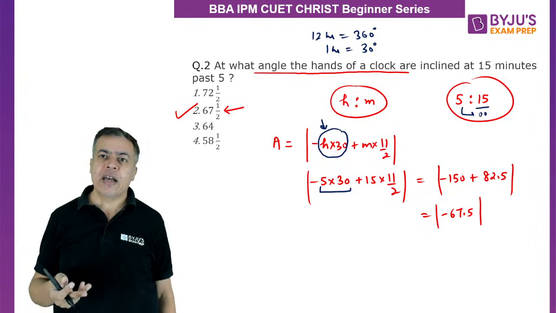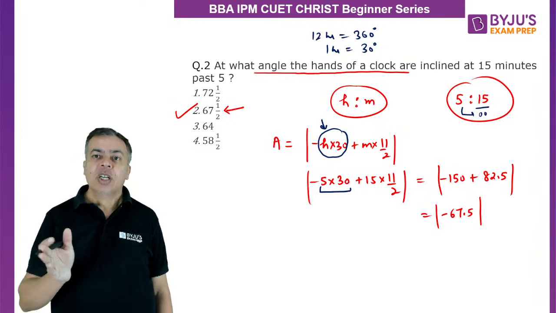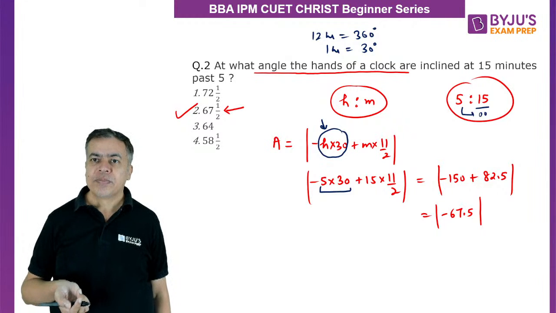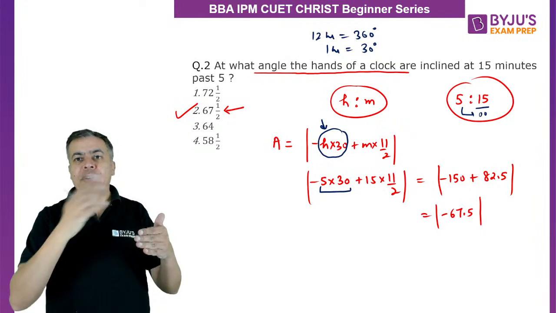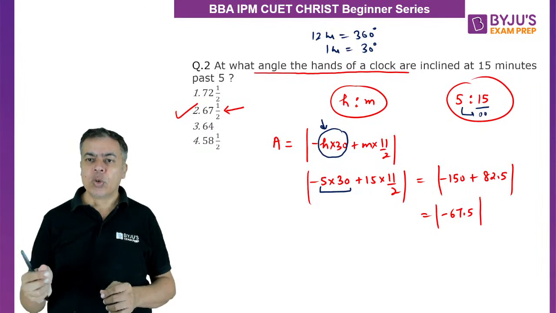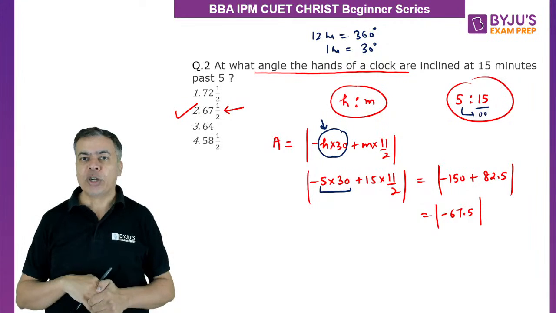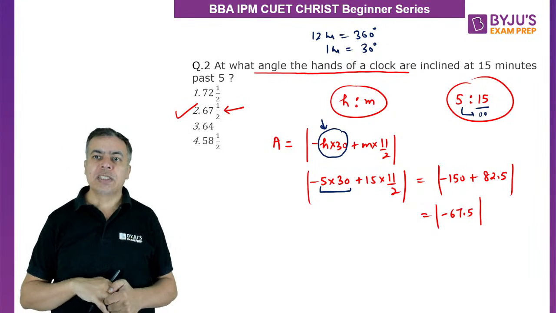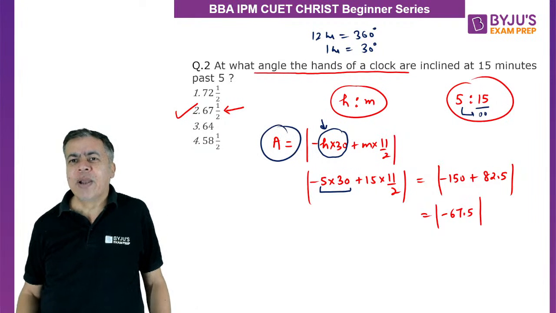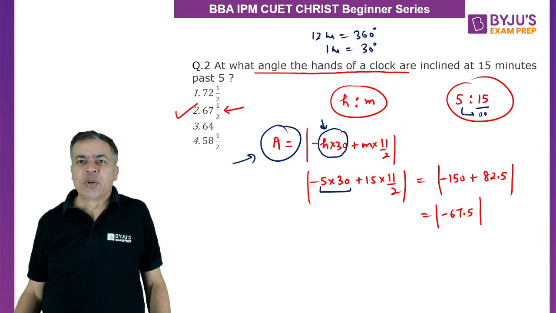That is the speed of the minute hand and hour hand in degrees per minute. So the relative speed, because both are moving in the same direction, is 11/2, which is 5.5 degrees per minute. After 5 o'clock, 15 minutes, they will travel 11/2 degrees per minute, so 15 into 11/2, so 82.5 degrees they will change the angle. The initial angle of 150, they will change it by 82.5, and the resultant angle is going to be 67.5 degrees. So if you don't want to understand, just remember the formula. You can answer all the questions using this formula. Okay, so let's move to the next one.